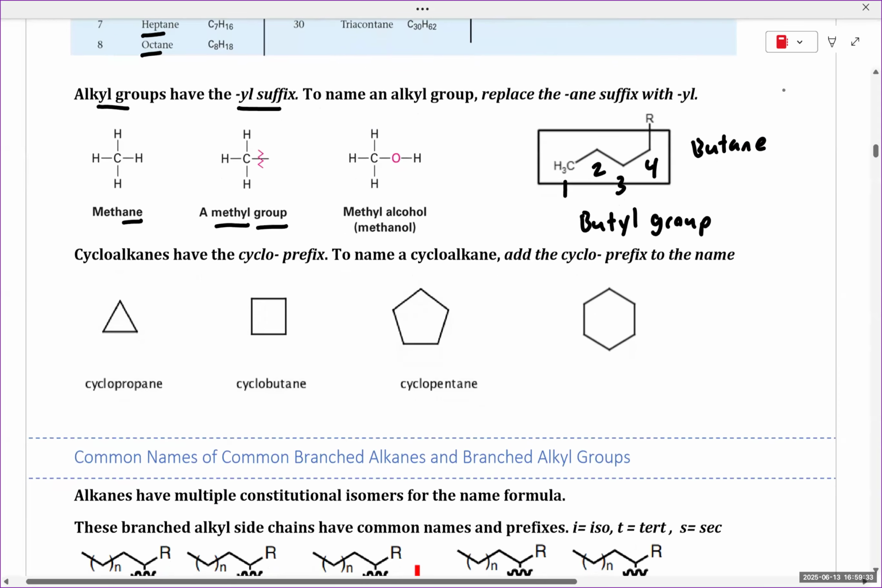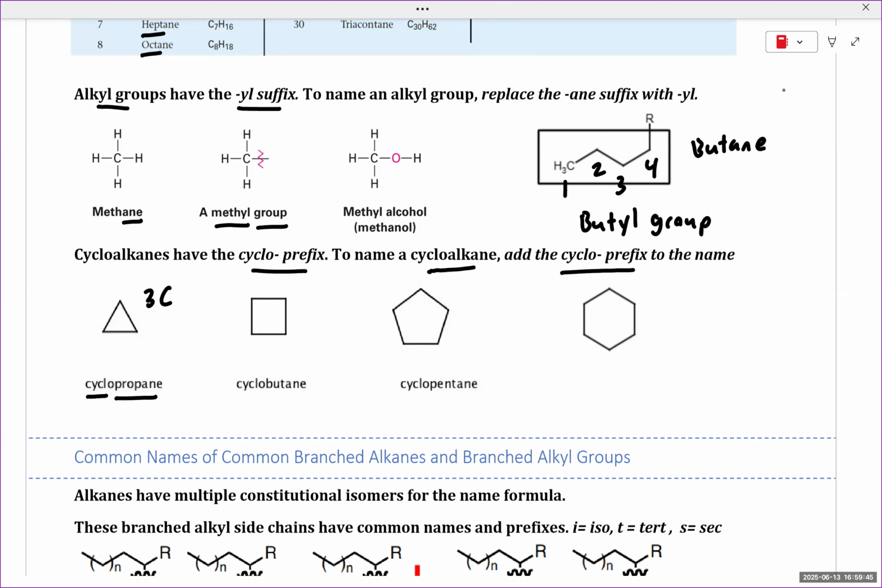Cycloalkanes are given the cyclo prefix. To name a cycloalkane, you add the cyclo prefix to the name. For example, if we have a 3-carbon cyclic ring, it would be cyclopropane. 4 carbons, butane, in a ring, cyclobutane. 5 carbons in a ring, cyclopentane. 6 carbons, we're dealing with hexane. Since it's in a ring, this would be cyclohexane.